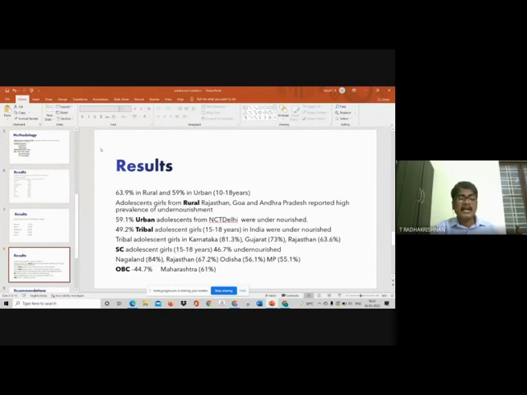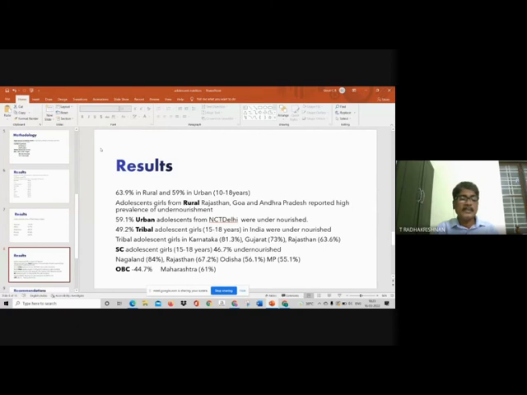If you examine the SC adolescent population, SC adolescent girls in the age group of 15 to 18 show that 46.7% are undernourished. It is high. In Nagaland, the SC adolescent underweight population is high, around 84%. In Rajasthan it is 67.2%, and in Odisha it is 56.1%. In Madhya Pradesh, 51.1% of the adolescent SC population were undernourished.